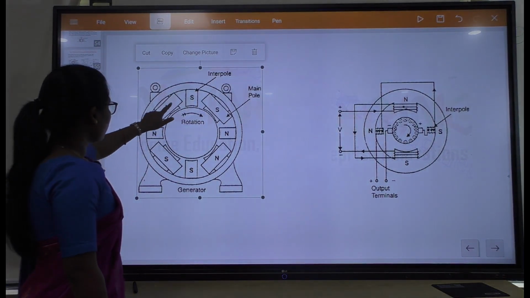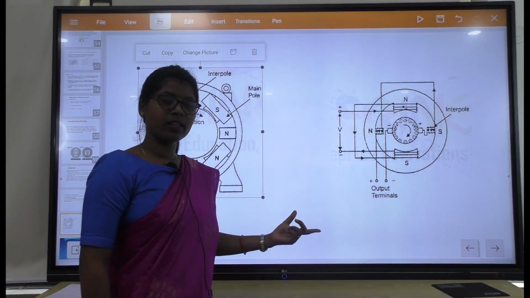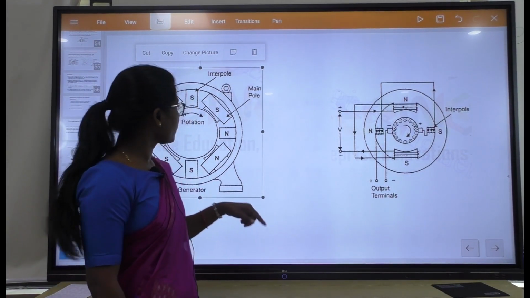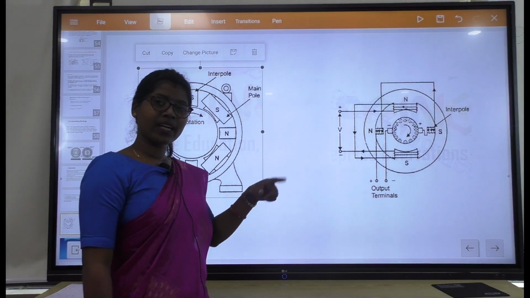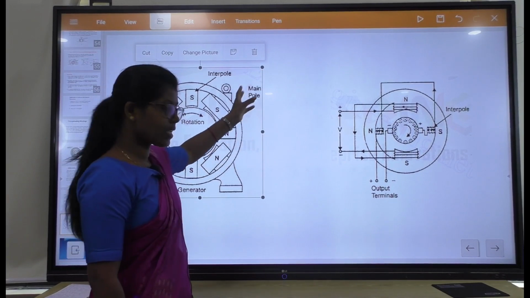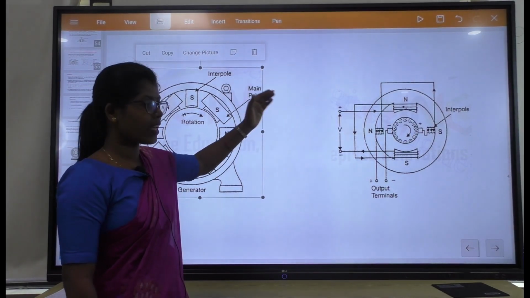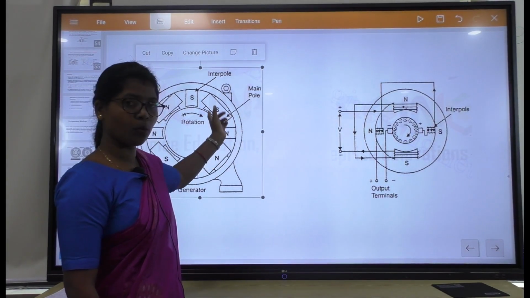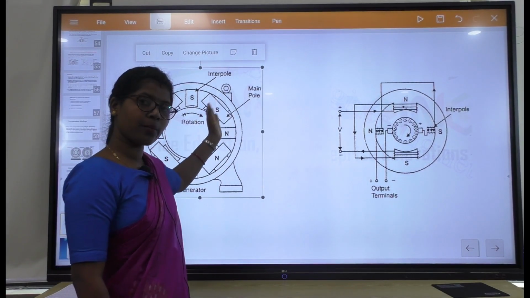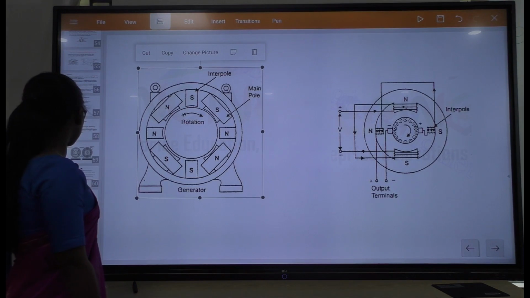And the polarity of the interpole is same as that of the main pole ahead in the direction of rotation in case of generator, and in case of motor the polarity of the interpole is same as that of the main pole before it in the direction of rotation. Okay, so this is the interpoles.